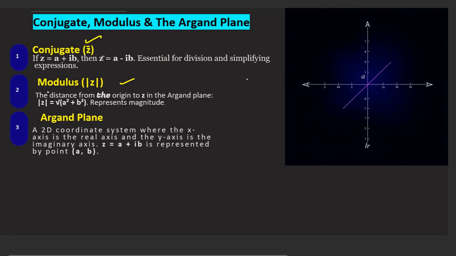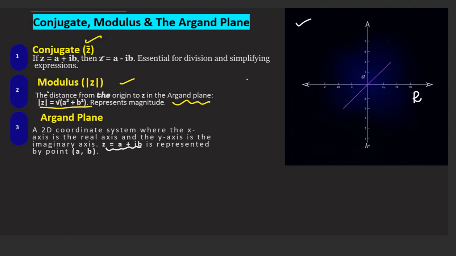Next, what is the modulus of a complex number? It is the distance from the origin to z in the Argand plane. Modulus of z is equal to root of a square plus b square, and it represents the magnitude. First, let us see what the Argand plane is. The Argand plane is a 2D coordinate system where the x-axis is the real axis and the y-axis is the imaginary axis. Z is equal to a plus ib is represented by the point a comma b. Now this is the Argand diagram.